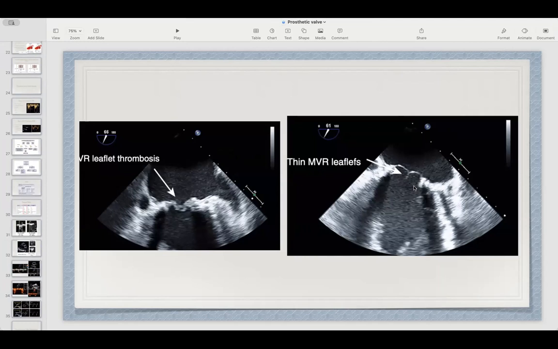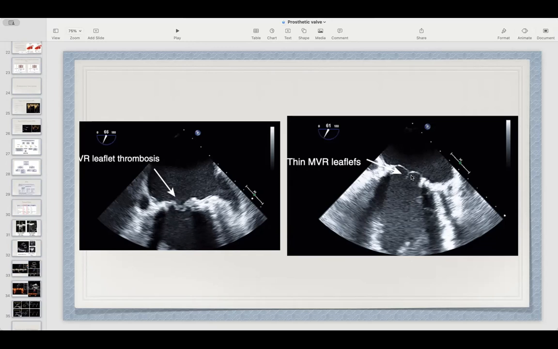Also, you can do it indirectly, by calculating the effective regurgitant orifice area. Once you calculate the regurgitant volume, you divide it by the VTI of the regurgitation. If you put your continuous wave across the regurgitant flow and measure the VTI, then dividing the regurgitant volume by the VTI gives you the effective orifice area.